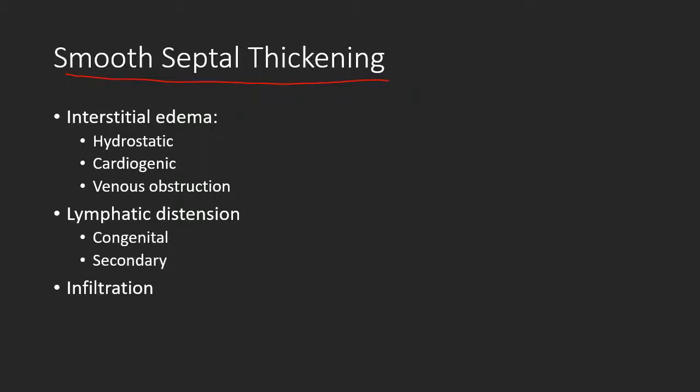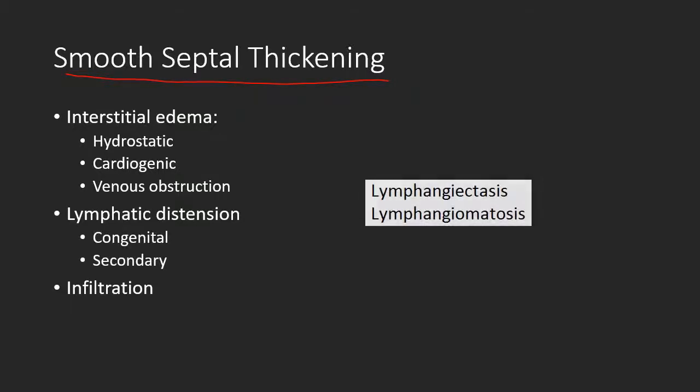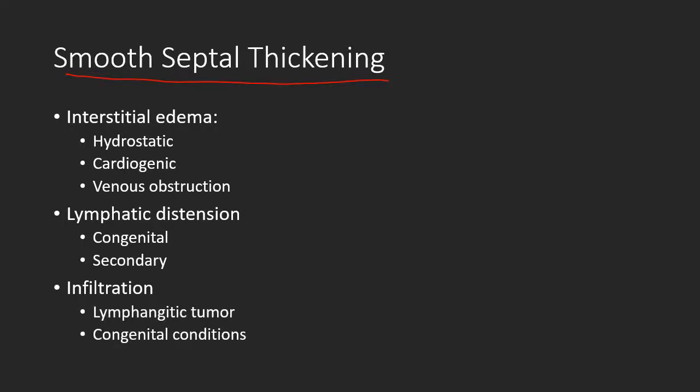Lymphatic distension, on the other hand, is generally rare. We can see this with some disorders known as lymphangiectasis and lymphangiomatosis. We'll discuss these very briefly. And then some infiltrative disorders, so cells infiltrating into the lung. The biggest one here being lymphangitic tumor, as well as some congenital disorders.